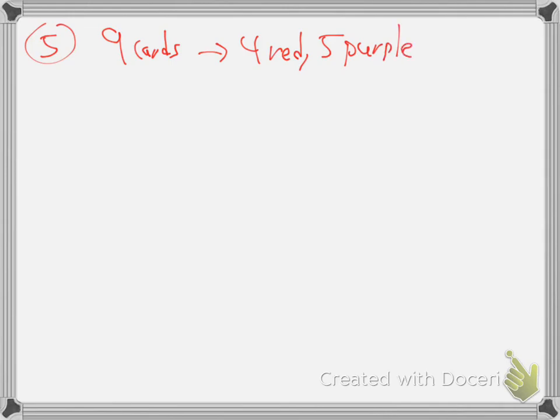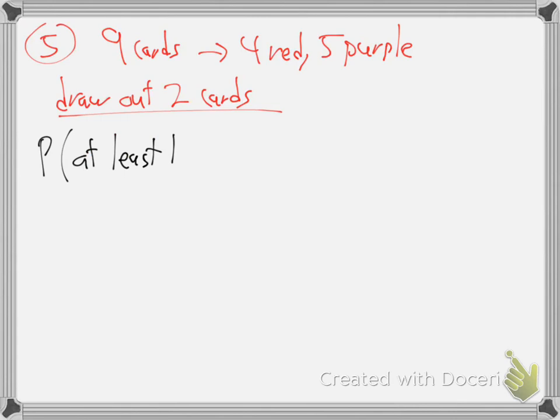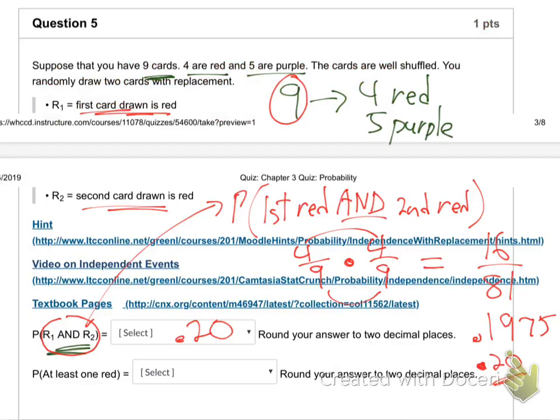So let me move this one over. This is question number 5. So what is it? 4 red, 5 purple. So 9 cards. Whatever it is. 4 red, 5 purple. And they're saying you draw out 2 cards. And they're saying, what's the probability at least 1 is red? At least 1. Probability at least 1 is red.